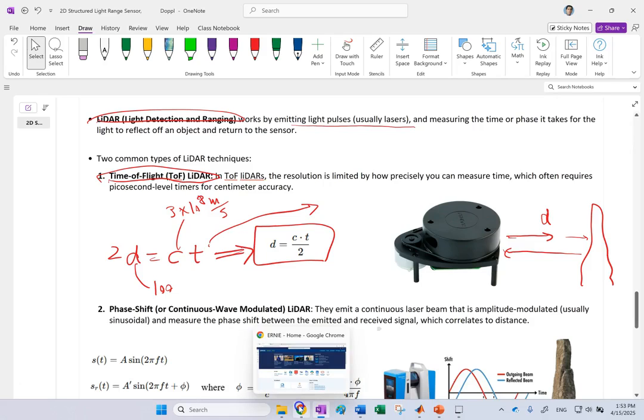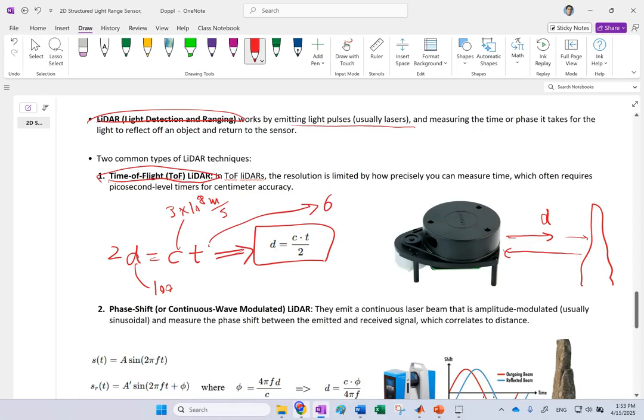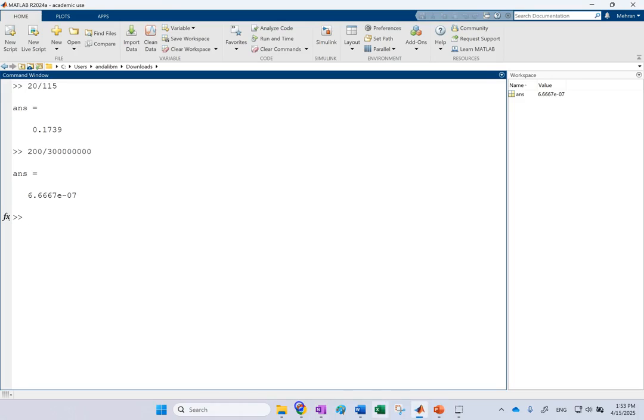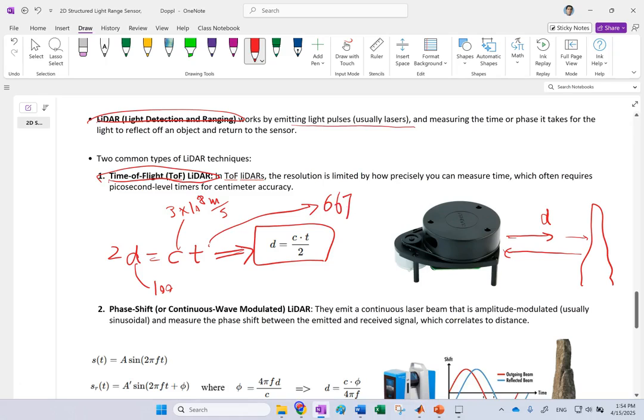So let's write it. Or we can write it as 6.67, if you round it, 6.67 nanoseconds. Now, of course, this is not bad, but again, you have to measure times that are less than 1 microsecond, okay? And this is for a large distance.